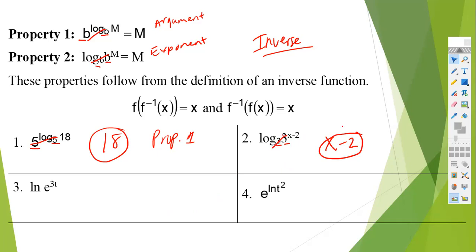Why did you do property 1? Because property 1 is our exponential property. Property 2 is our, yes, we're justifying.